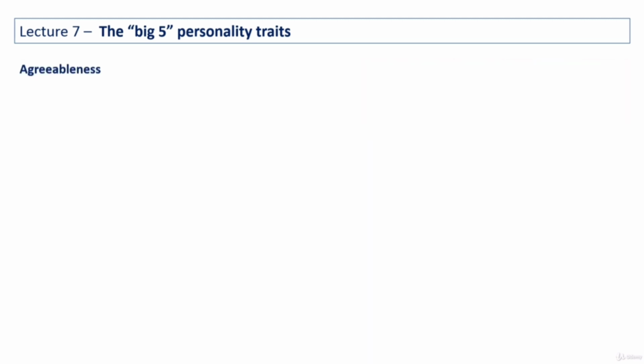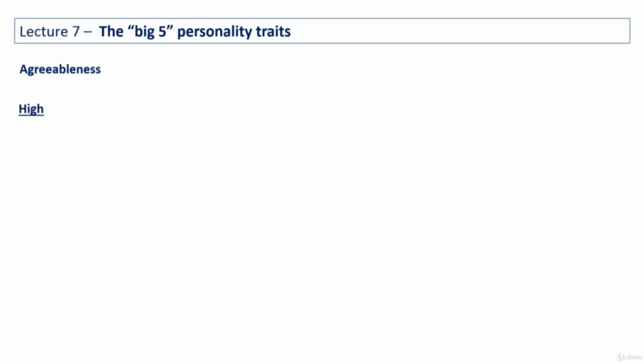Next up we have agreeableness. Agreeableness describes a person's tendency to put other people's needs ahead of their own, and they tend to cooperate with other people rather than competing with other people. So people who are high in agreeableness experience a lot of empathy for other people, they get pleasure out of helping, serving and taking care of others, and they're usually quite trusting and forgiving individuals.